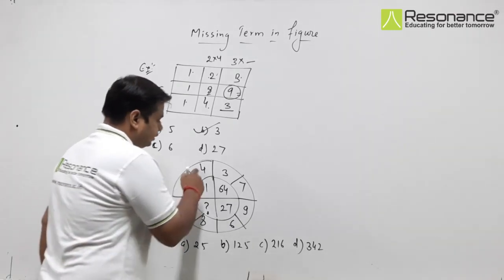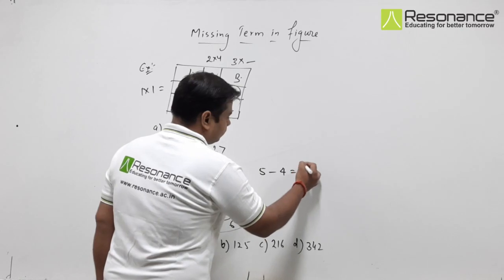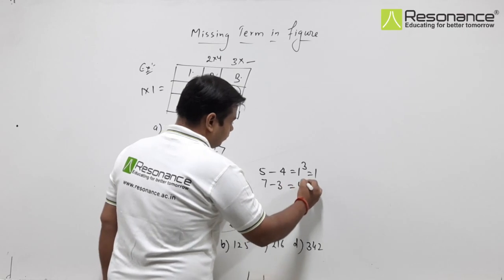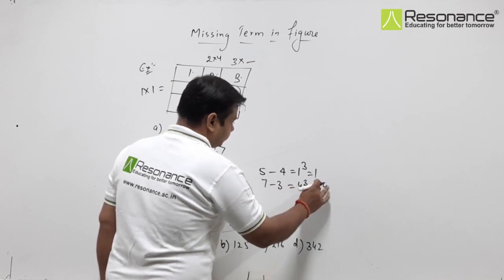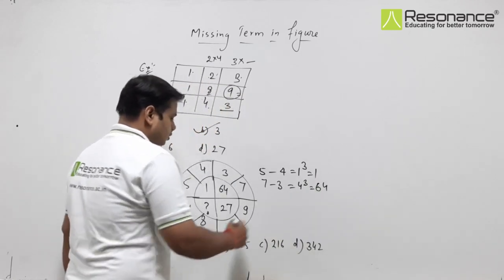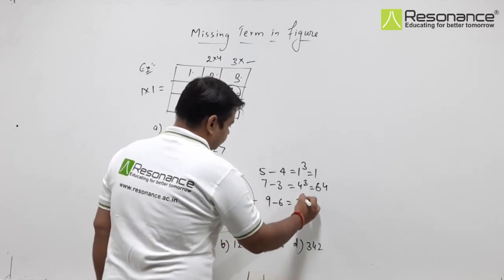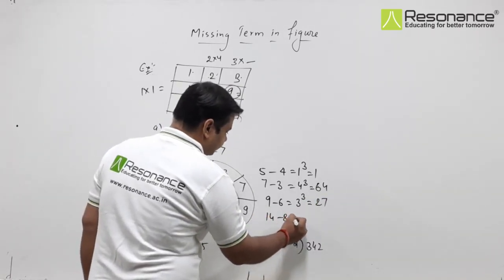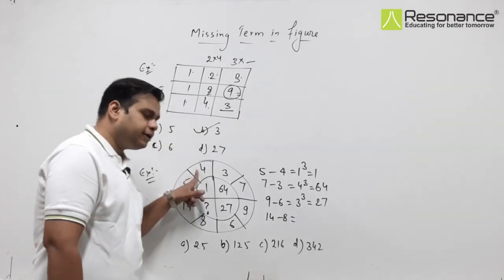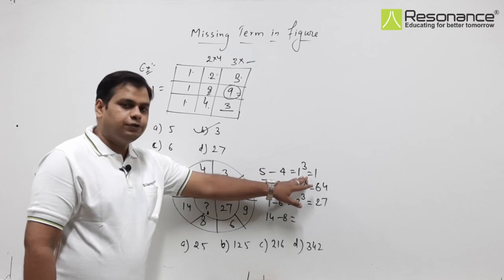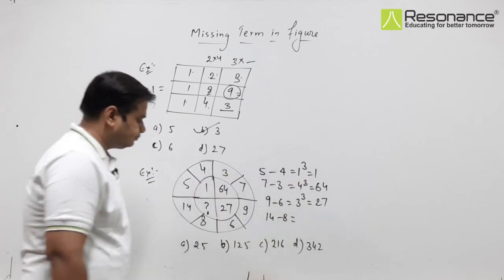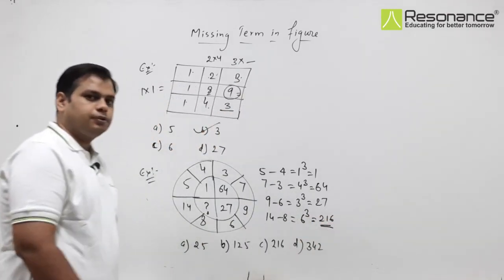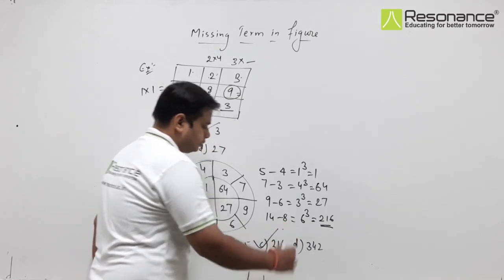How? You can see 5 minus 4 is 1 and 1 cube is equal to 1. 7 minus 3 is equal to 4, 4 cube is 64. 9 minus 6, 3, 3 cube is 27. Similarly, 14 minus 8, the difference of the exterior numbers, and then the cube of the difference is our resultant answer. So 14 minus 8 is 6, and 6 cube is 216. So option C is the correct answer.